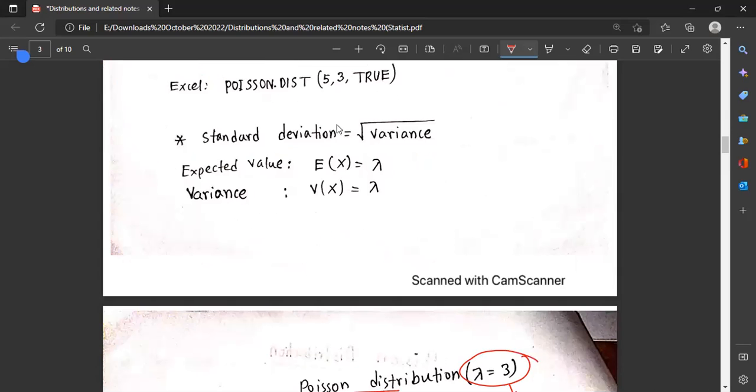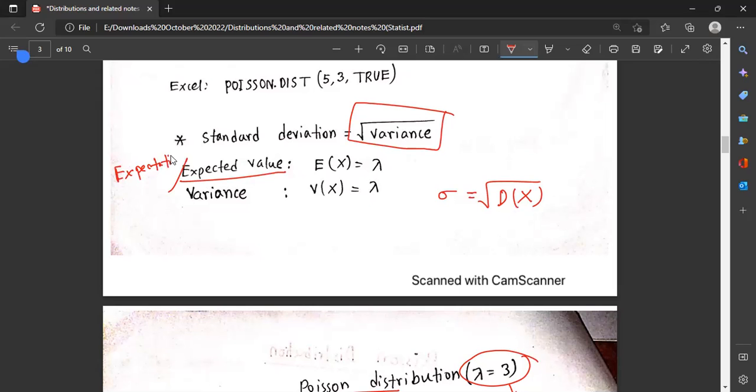And standard deviation, this is root over variance, as I mentioned just now. So standard deviation sigma is equal to root over V(x). That is the square root of variance. And expected value, we can also call this expectation. Expectation E of x will be lambda, and variance V of x will also be lambda, because the Poisson distribution only depends on one parameter, that is lambda, or the mean, okay? That is the mean.